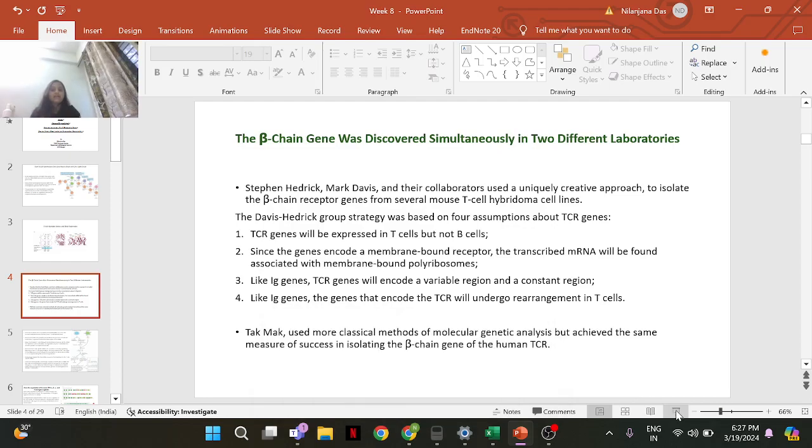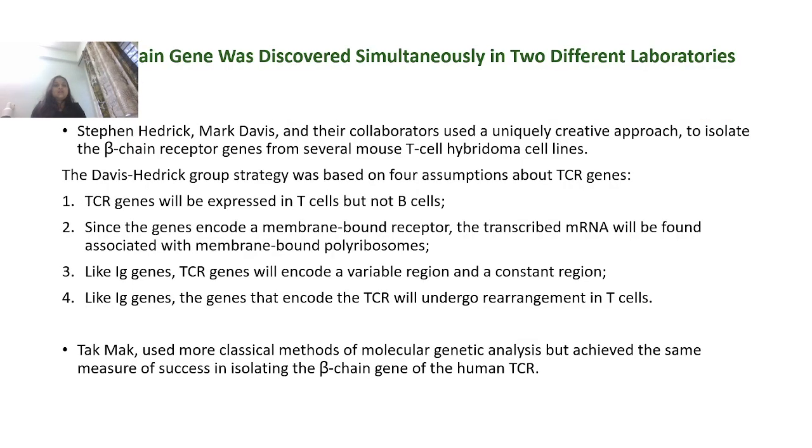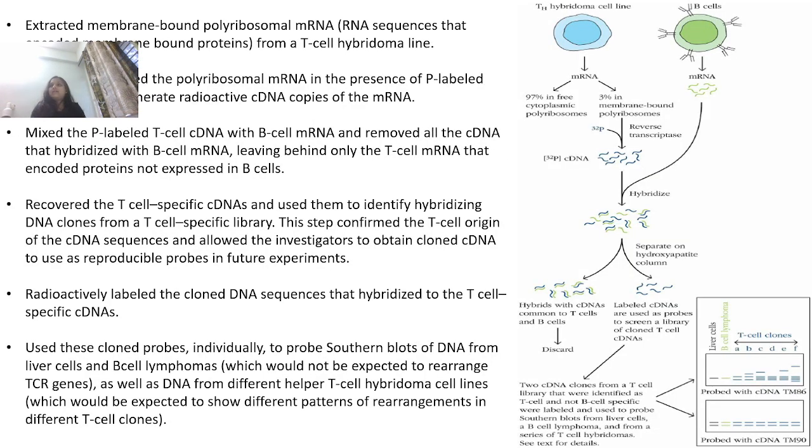We will study how they actually did this experiment. As I already told, they knew that the mRNA sequences which encode this TCR will be bound with the membrane-bound polyribosomal RNA, that is, the RNA sequences that encode membrane-bound protein. So what they did was they took a T cell hybridoma cell line. I have already told you about what is hybridoma in one class.